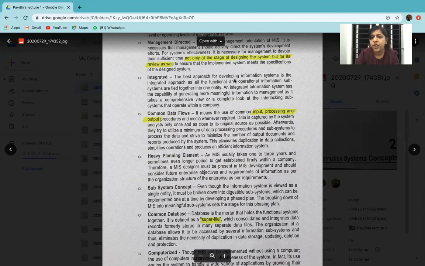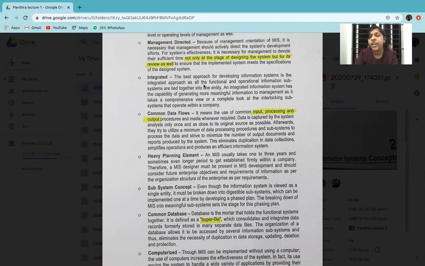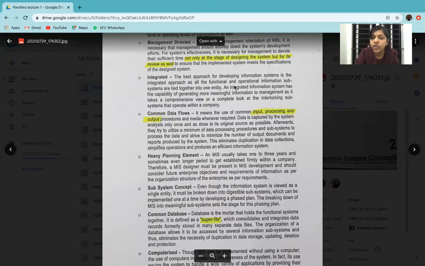The best approach for developing an information system is the integrated approach. That is, each function is not independent, they are always interdependent. The functional and the operational information are tied together, so it is integrated.